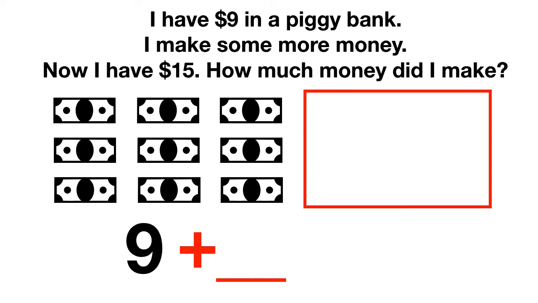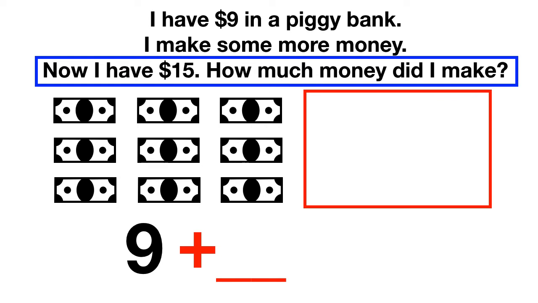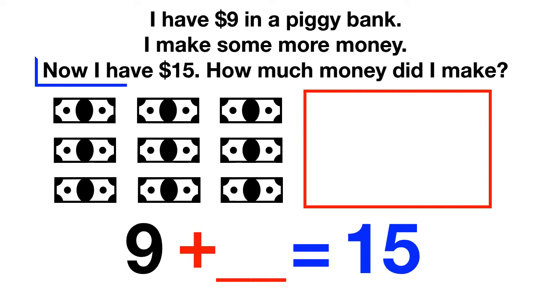Finally, the problem says, now I have $15. How much money did I make? This means we know that after making more money, we have $15 in total. My number sentence needs to equal 15. Go ahead and solve this problem. How much more money do I need to get to $15?